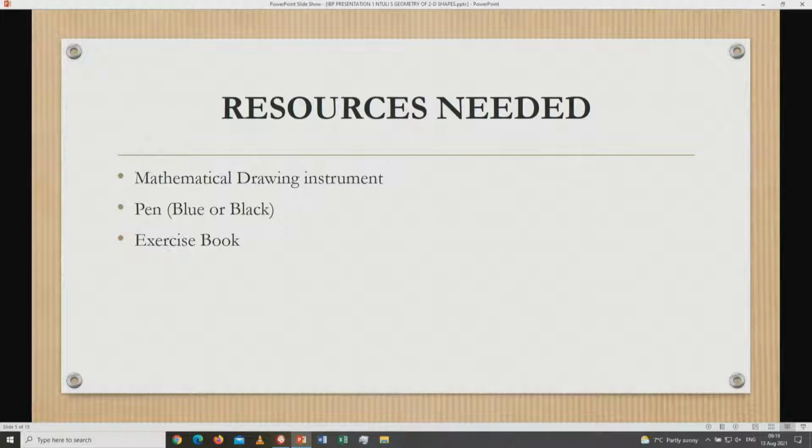Then, guys, let me touch on the resources that we need to complete this session. We need to have a mathematical set, a mathematical instrument.